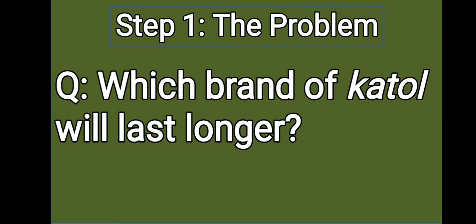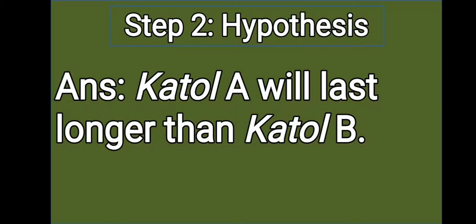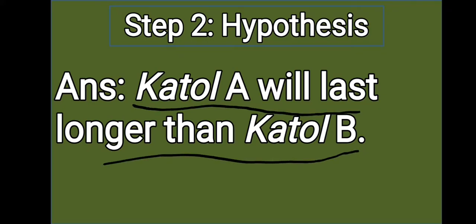So, the second step is to answer the question, to give an initial answer, or shall we say an educated guess or prediction of the answer to your question. That's step 2: hypothesis. Hypothesis is simply the prediction or the answer to your question. Then the answer is katol A will last longer than katol B. This is your educated guess, the answer to your question in step 1, the problem.